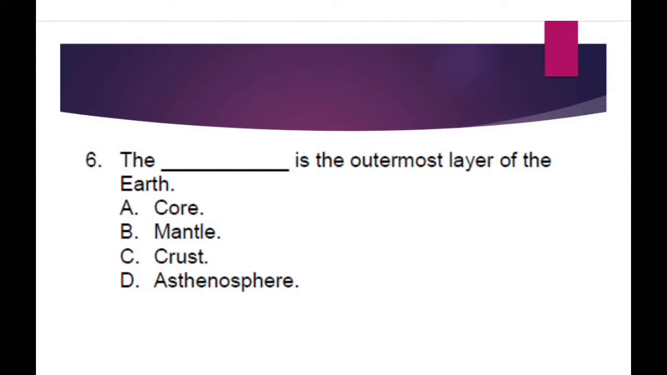Number 6, the blank is the outermost layer of the Earth. A, core, B, mantle, C, crust, or D, asthenosphere. It's the outermost layer. Think about it like a loaf of bread. What's the outermost layer of a loaf of bread? The crust. It's the cool outermost layer, the crust.